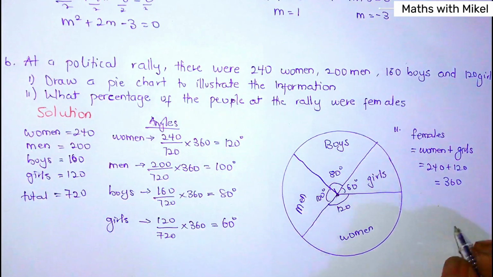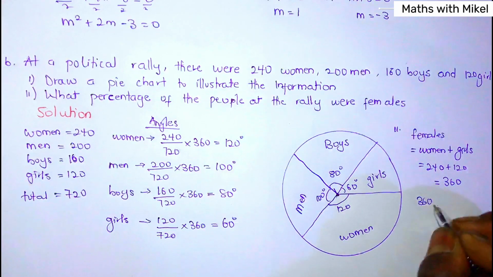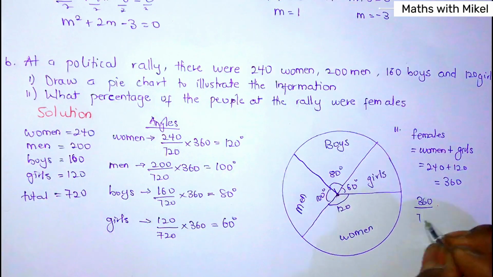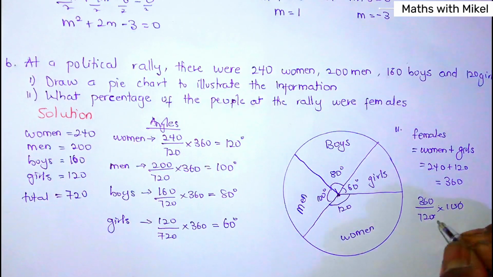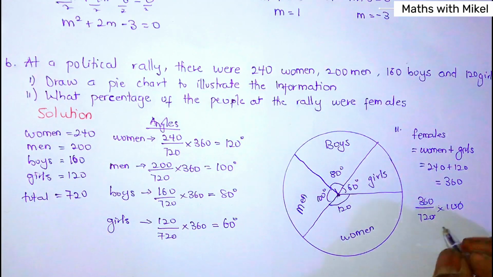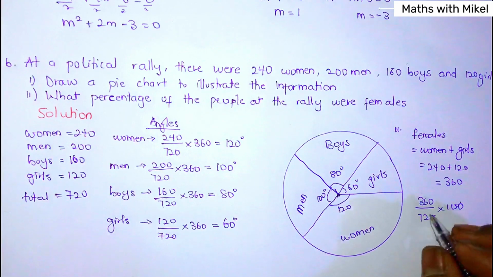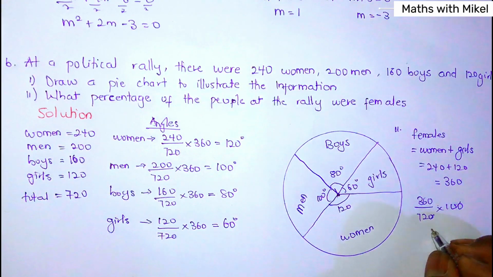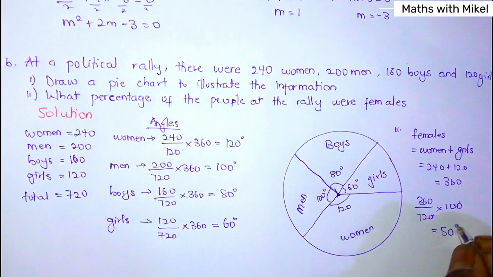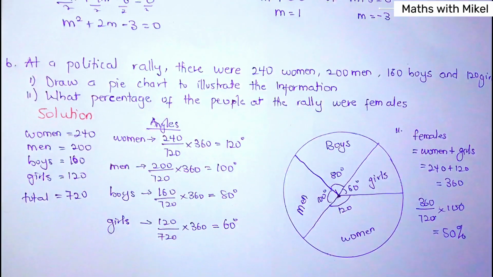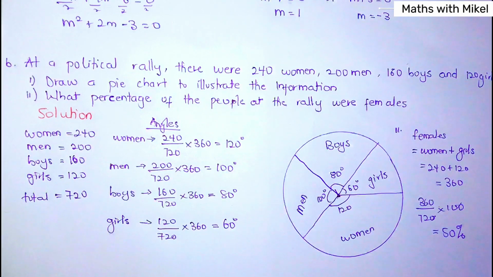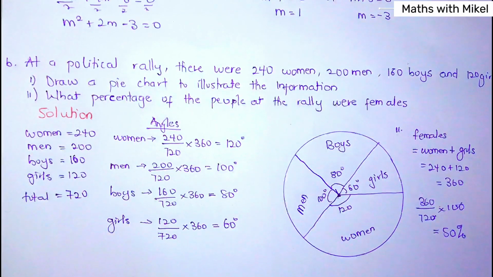So the percentage is going to be 360 over the total, 720 times 100. This will cancel this. And this will give us half. Half times 100. So we get 50%. So 50% of the people at the rally were females. This answers the question 4.